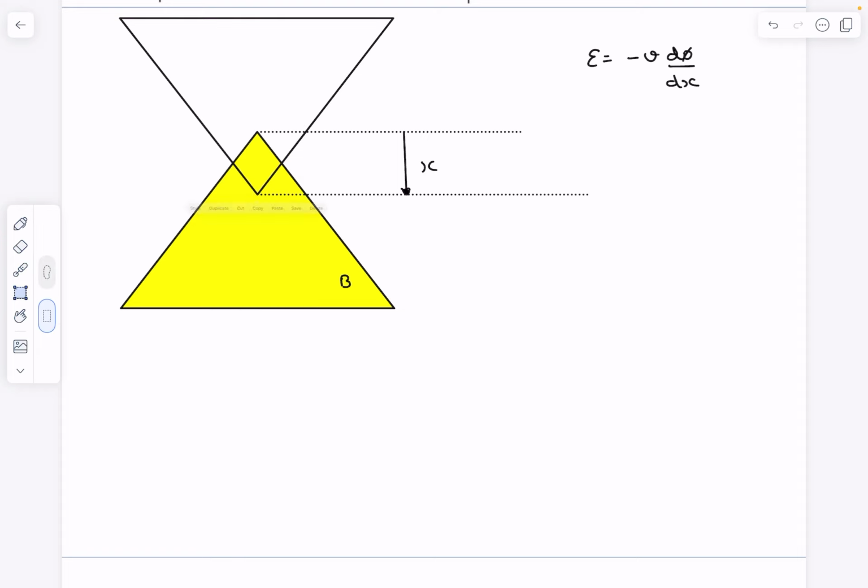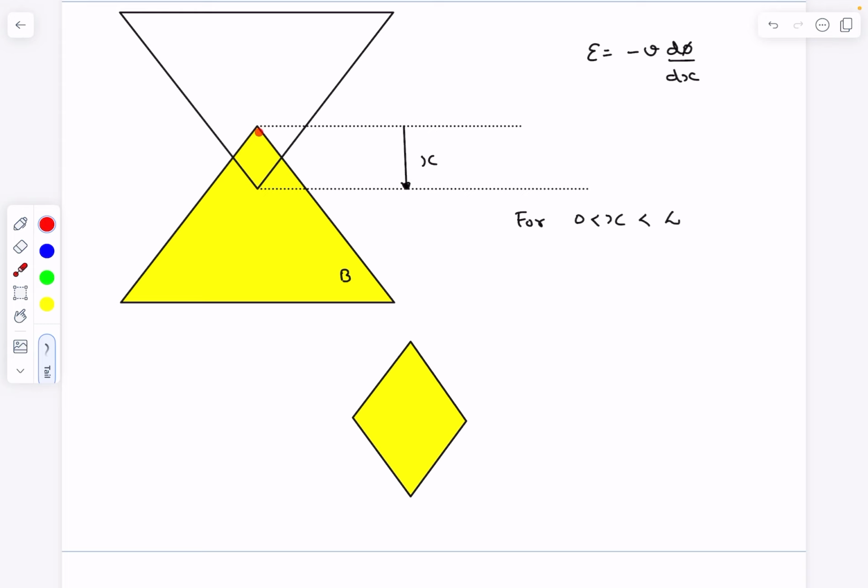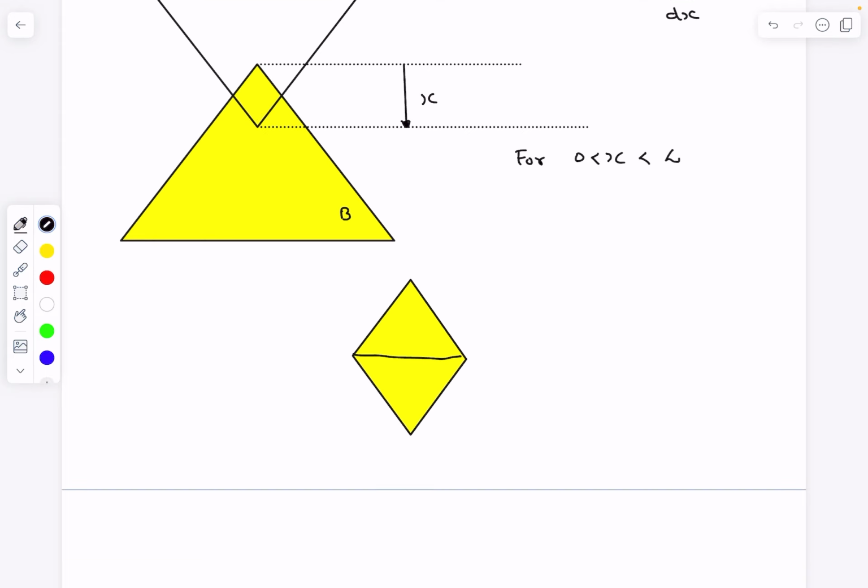So first we have to analyze from x equals 0 to x equals L. So for x lying between 0 and L, first we have to find the area of this common region. If I draw a horizontal here, again guys, this angle is 60 degrees, because it's an equilateral triangle, so this angle will be 60.